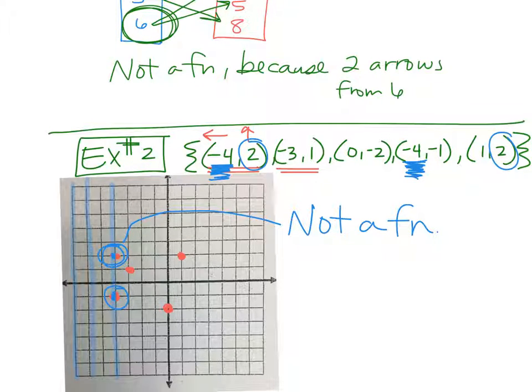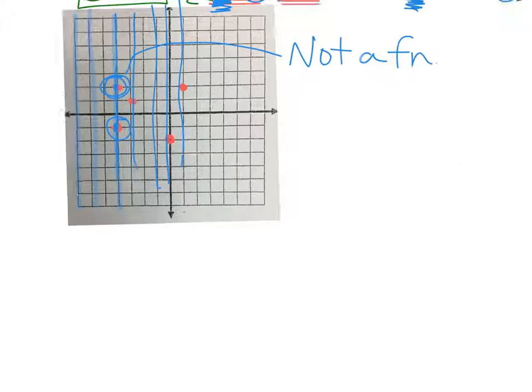What did I just do? When I plotted all the points, I just checked, are any of these directly over top of each other vertically? If I drew in a bunch of vertical lines, and you ever hit 2 points at the same time with a vertical line, it is not a function. Okay? All right, let's do one more.